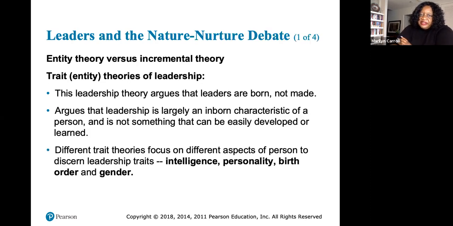So leaders and the nature-nurture debate, entity theory versus incremental theory, trait theories of leadership. So there's the leadership theory that argues that leaders are born and not made. I remember going through this and I had to answer these long, arduous questions about, are leaders born or are they made?